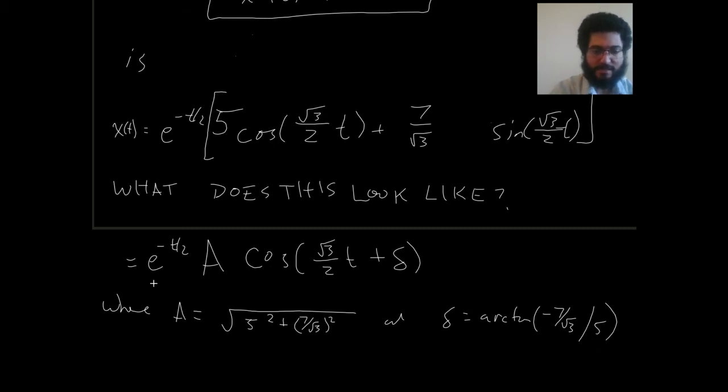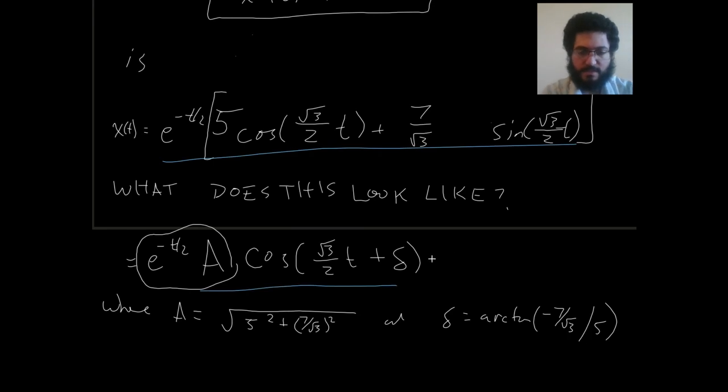So this is what it is, and now you can much more easily say what it looks like. You've got this sinusoidal function with root 3 over 2 as its angular frequency, so you could figure out the expected kind of period from that. And here's the amplitude. It is an exponentially decaying amplitude. It's just that it's not scaled by 5 or 7 over root 3, it's scaled by whatever this value here is. So when you rewrite something from this form into this form, this is called phase amplitude form.